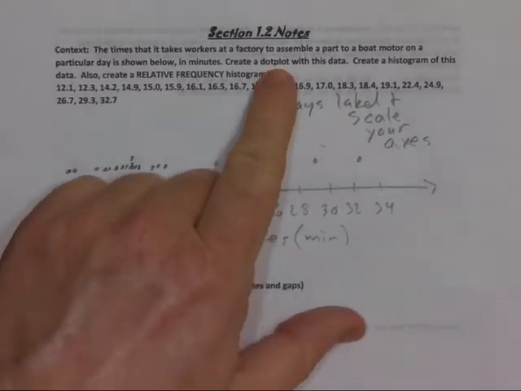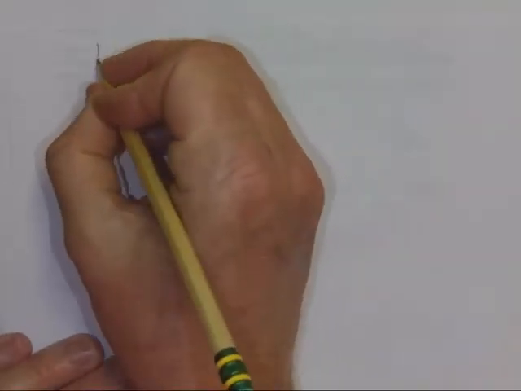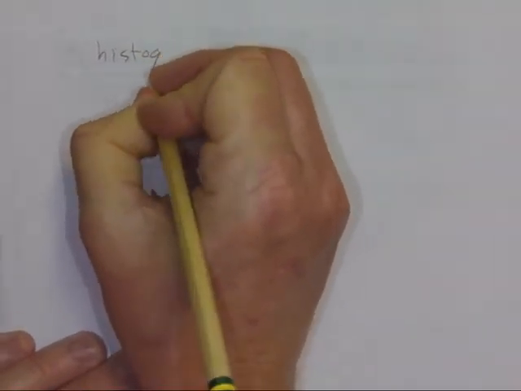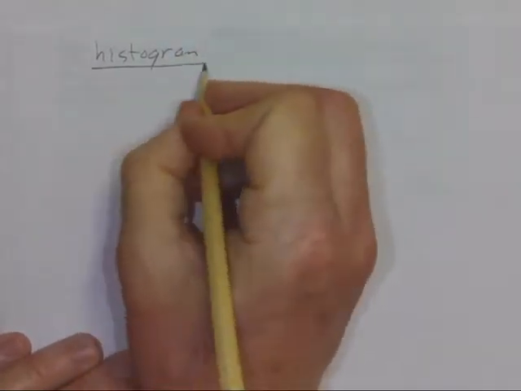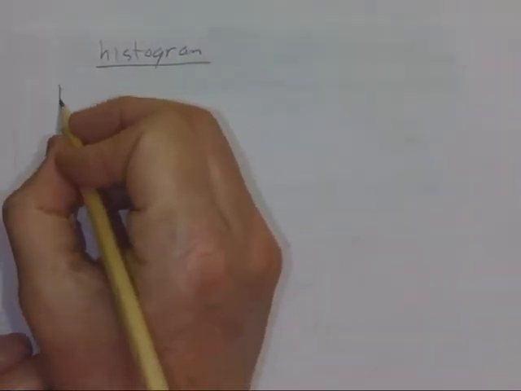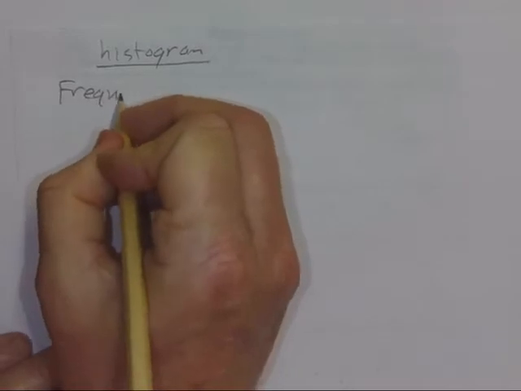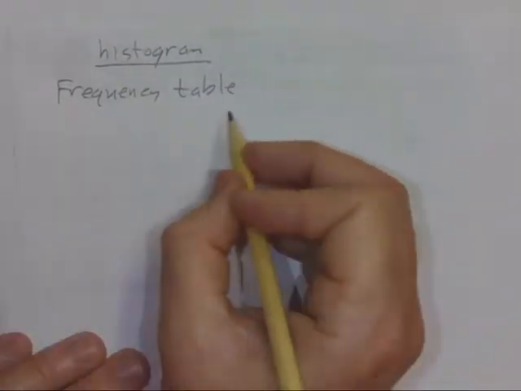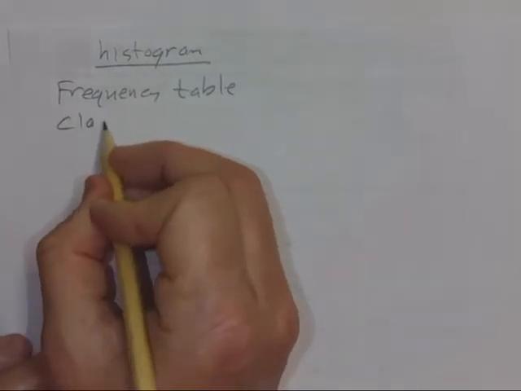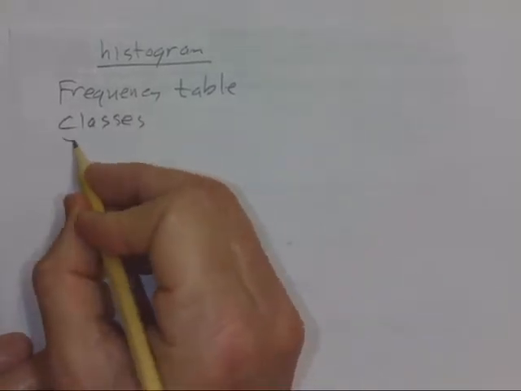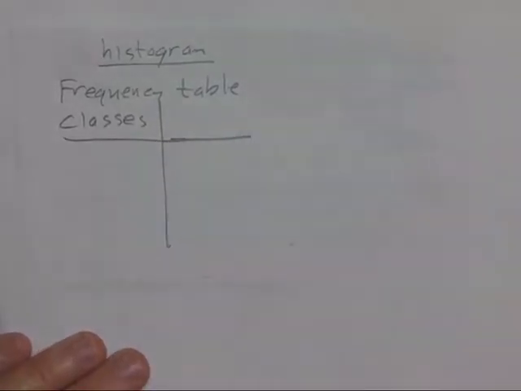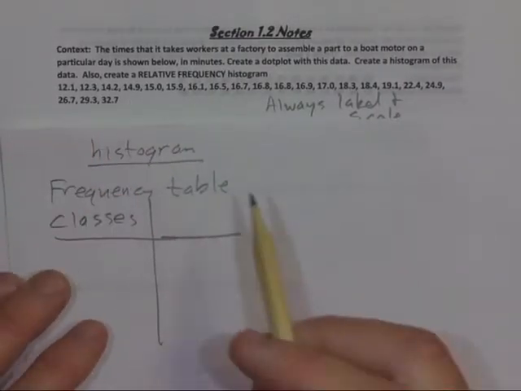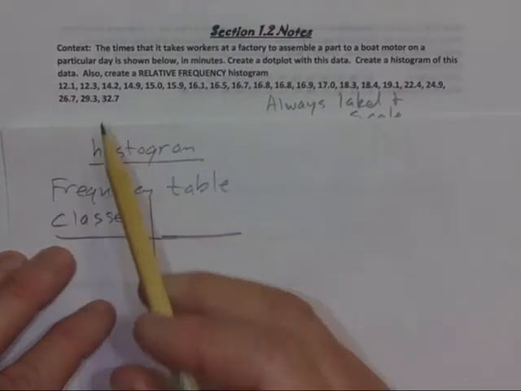To make what is known as a histogram, it looks like a bar graph, but it's technically not a bar graph. So to make a histogram, this is what we're going to do. First of all, we have to make what is known as a frequency table. We've got to come up with intervals, or what we like to call classes, to make a frequency table. So we'll look at our data. Our data is varying from 12 to 32.7.